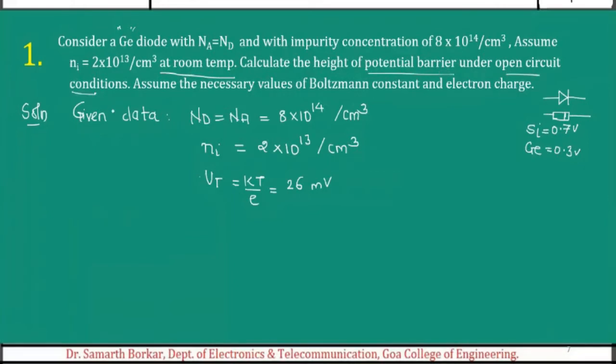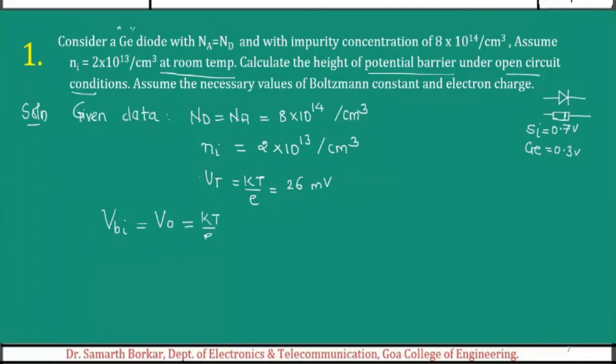What is asked is the potential barrier under open circuit conditions. In the next tutorial, we'll see what is the effect if we apply a bias across it. In today's class, we don't require any voltage across the two terminals. We can represent it as VBI, the built-in potential, or write it as VO. It is one and the same thing, different textbooks use different notations.